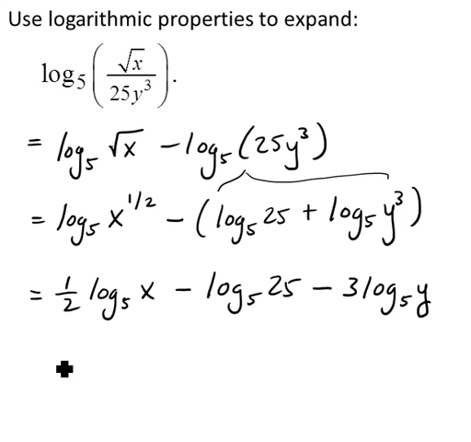And now there's one additional step in this problem, and that is due to the fact that we can simplify or actually evaluate this middle term. Log base 5 of 25 is asking us to find the power to which 5 can be raised to get 25. So 5 to what power is 25? 5 to the second power is 25. So log base 5 of 25 is just 2.